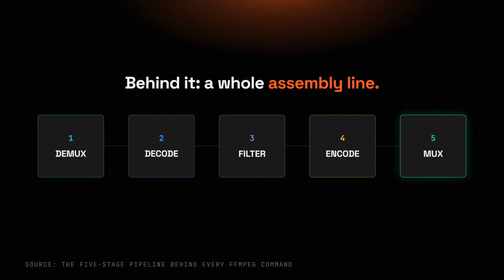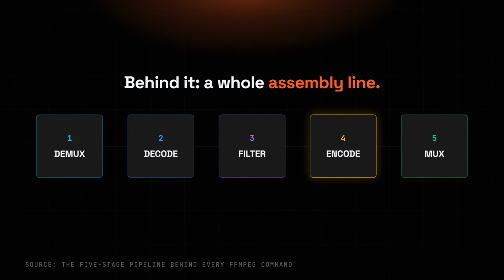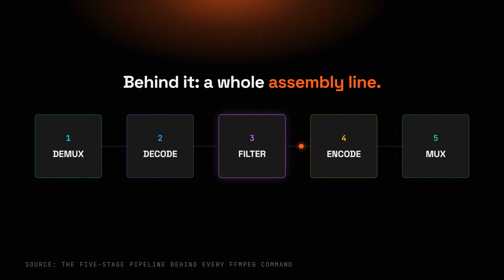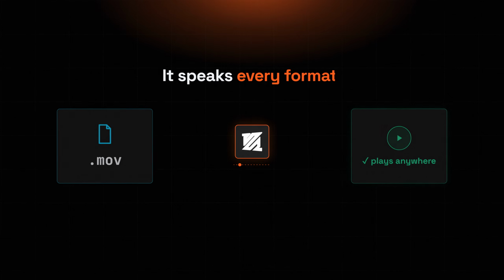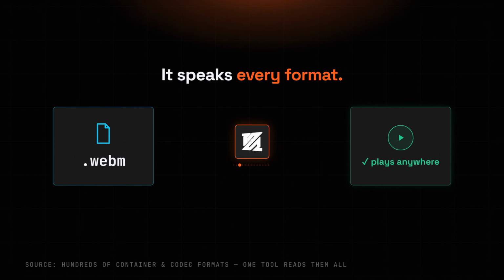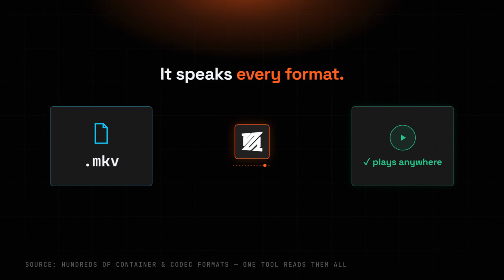Your video gets taken apart, decoded into raw pictures, reshaped, squeezed back down, and packed into a brand new file. And all of that happens in a fraction of 1 second. This is the real reason your files just play. MP4, WebM, MKV, MOV, hundreds upon hundreds of formats, and FFmpeg speaks every one of them, translating any video on Earth into something any device can actually understand.